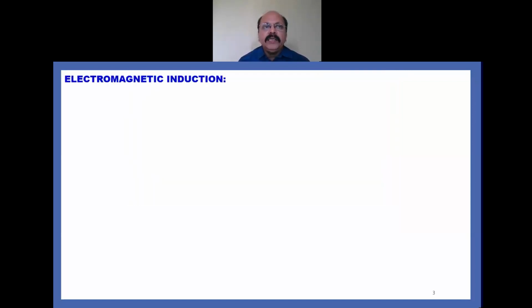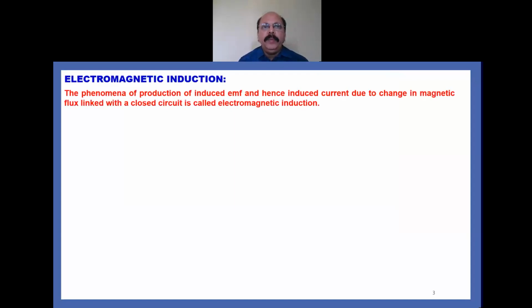First of all, you understand what is the actual meaning of electromagnetic induction. Electromagnetic induction is the phenomenon of production of induced EMF and hence induced current due to change in magnetic flux linked with a closed circuit.